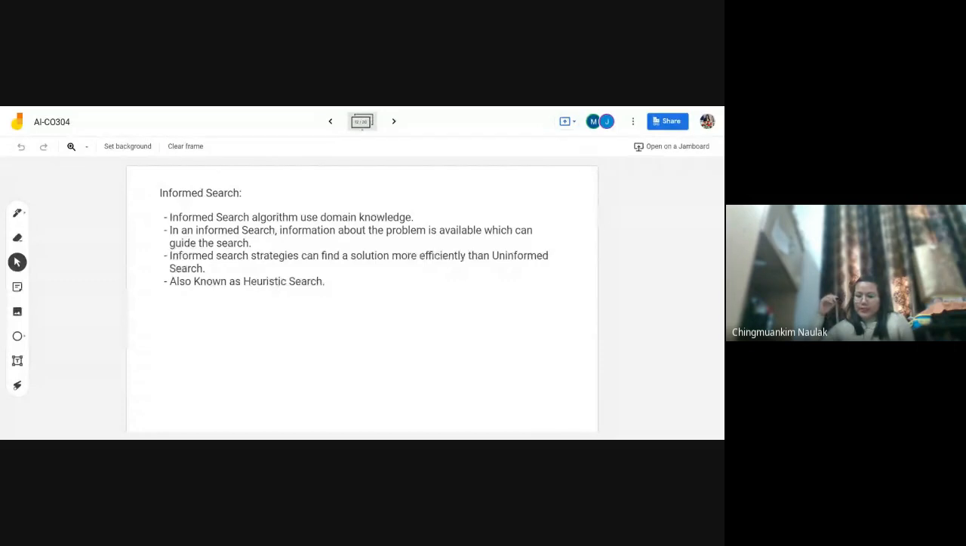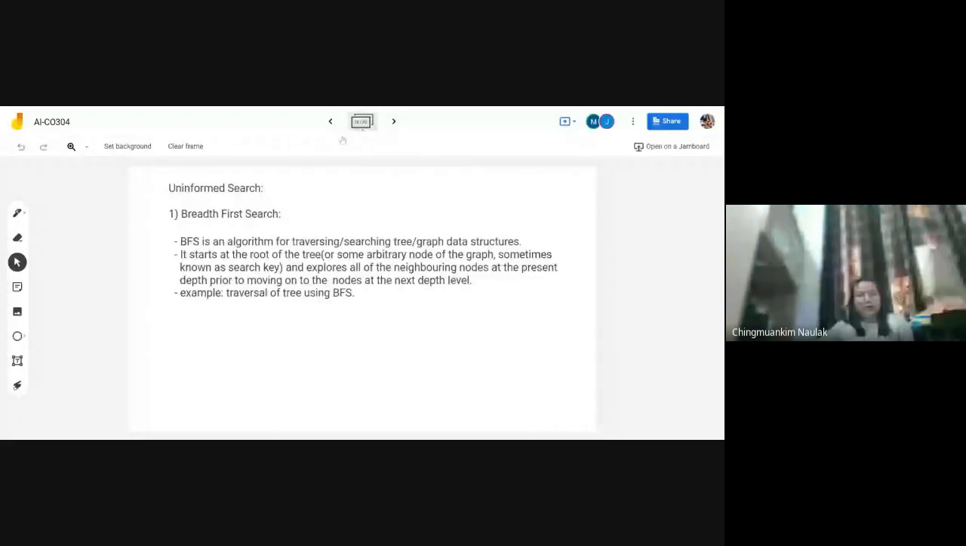What is the difference between blind search and heuristic search is that heuristic search takes the current state of the agent as input, and the estimation of how close the agent is to the goal. So basically, heuristic search is about the estimation of how close the agent is to the goal.